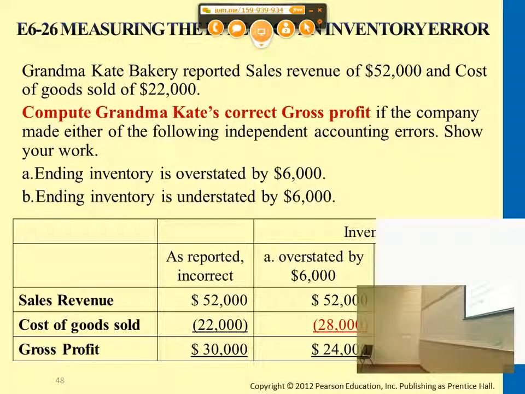Okay? So since this is being corrected, then this gross profit amount also will be adjusted. So gross profit amount earlier, we had an overstatement. Again, this would have the same effect as ending inventory. So this is overstated by $6,000, we subtract $6,000.